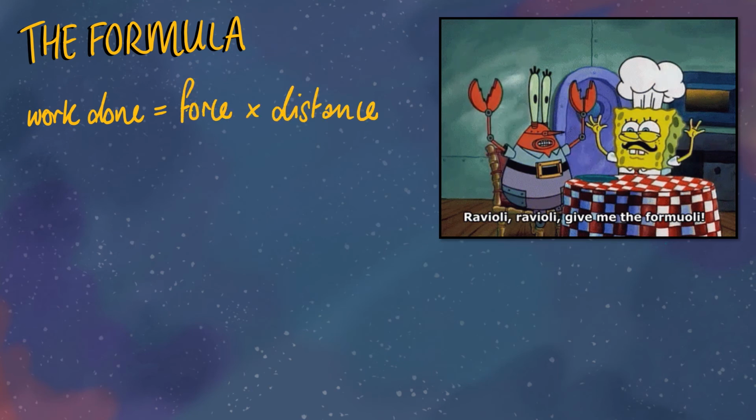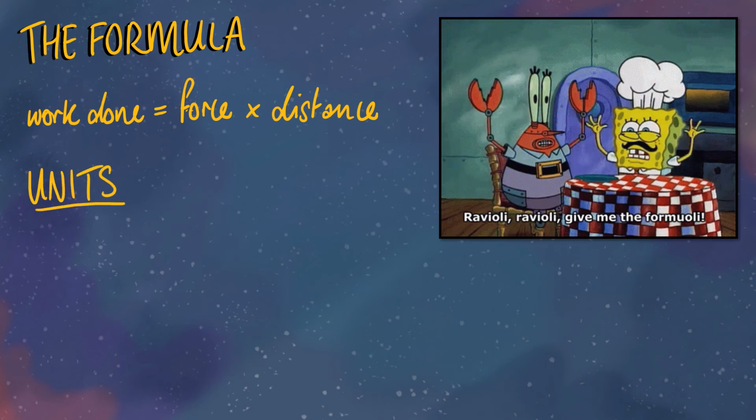Okay, the formula for work done. So work done equals force times distance, and that's it. There's no times by a half, no times by gravity, no squares involved. Okay, it's just force times distance.